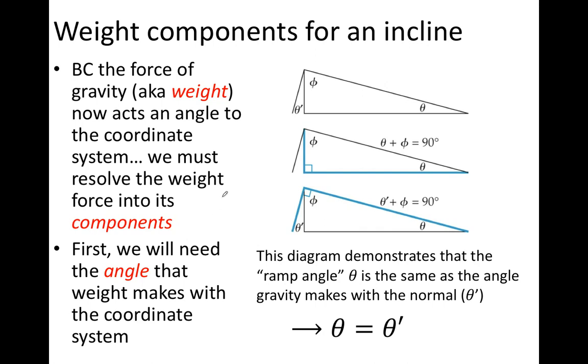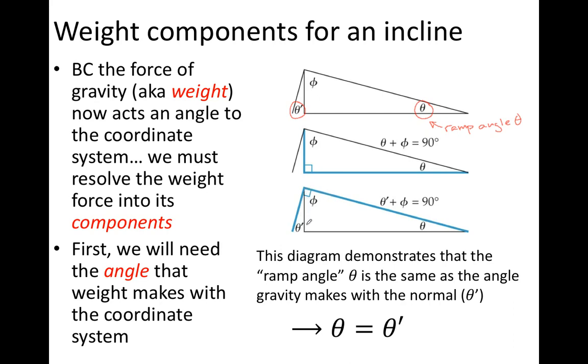The problems that we have involving an inclined plane are going to give you what's known as the ramp angle, and we're going to call the ramp angle theta. The angle that we're looking for is this angle, theta prime, and theta prime ends up being equivalent to theta. You can see that in these few diagrams. Here we have a right triangle with these two blue lines. And so theta plus this other angle phi that we don't really care about have to be complementary and add up to 90 degrees.